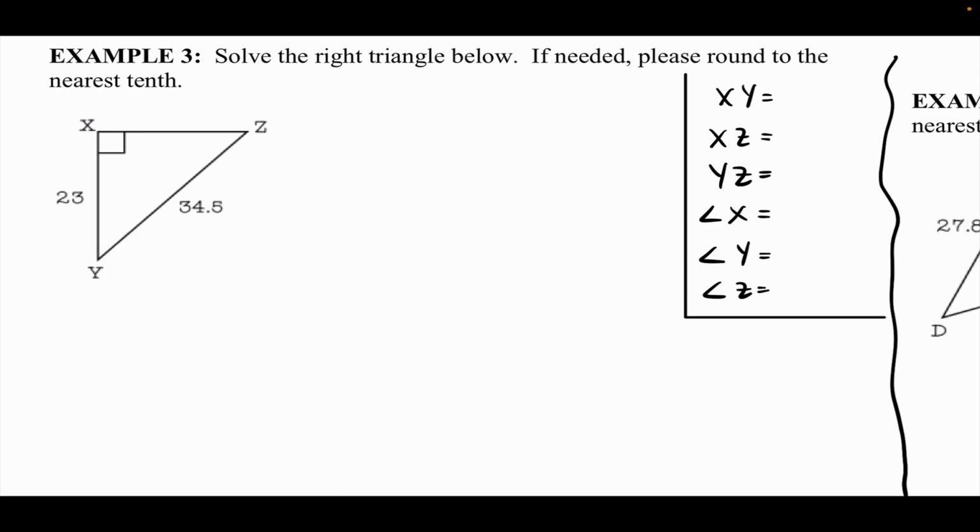To solve this problem, I need to answer all 6 of those questions. Some of them I know. Like, which ones do I know already? X, Y, right? I know X, Y. From X to Y is 23. From Y to Z. What if I put, instead of YZ, what if I put ZY? Is that okay? Yeah, it doesn't matter. The distance from school to my house is the same distance from my house. It doesn't matter which one you start with or which one you end with. It's the same distance. So 34.5.